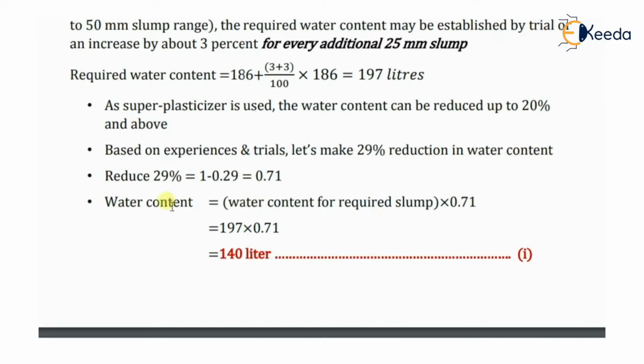Based on experience and trials, let's make a 29% reduction in water content. If you want to reduce the water content by 29%, you have to multiply it by 0.71, because 1 minus 0.29, where 0.29 is nothing but 29%, is 0.71. So you have to multiply that value by 0.71. So this 197 liters will be multiplied by 0.71, which comes as 140 liter.